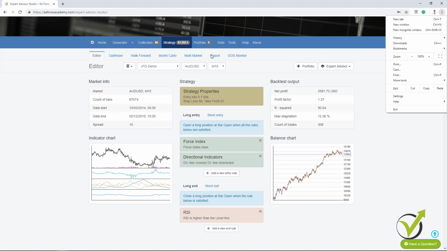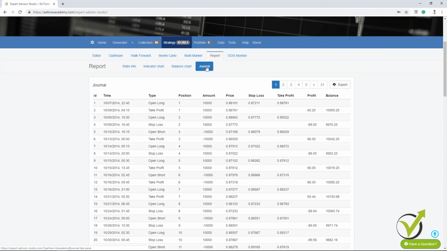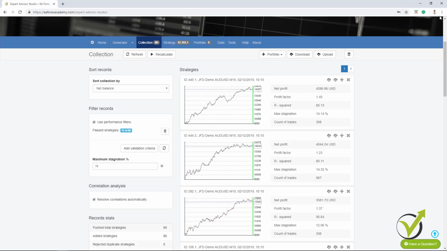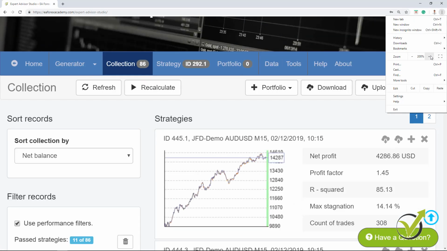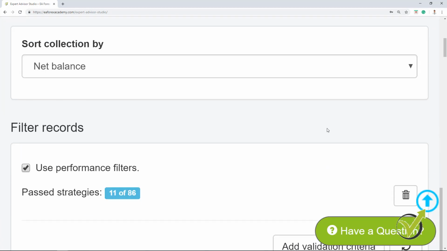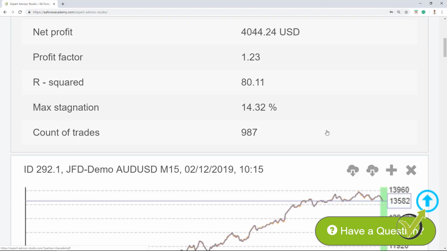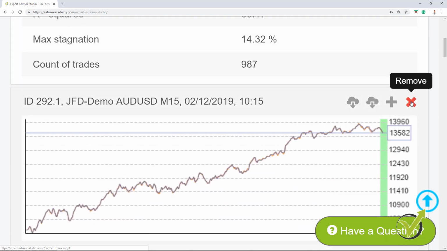Okay, I will go to the report of this strategy and I will go to journal. So if I go to the last page of the journal, you can see that the last trades here are just losses. 2 trades, but they are losses. I don't want to have strategies that just did losses during the tested period. Okay, and I will go back to the collection and I will zoom it a little bit more again, and here I will go to this third strategy. I do believe it was, okay, here it is, and I will remove it.